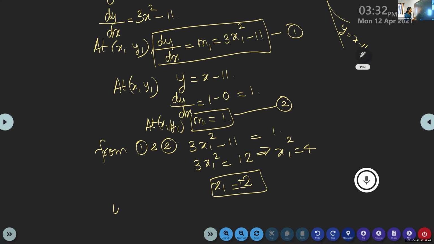So when x1 is 2, what is the corresponding value of y? Find out. Substitute it in the given curve. What's the given curve? y is equal to x cube minus 11x plus 5. Substitute there: 2 cube minus 11 into 2 plus 5. Find out the value of y.